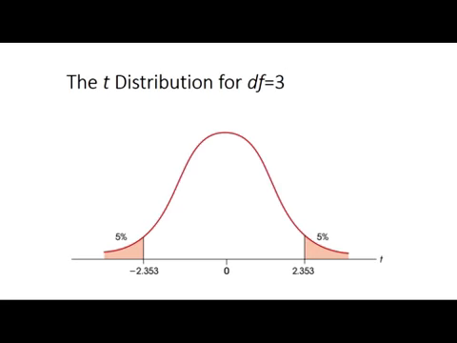So here's an example of a t-distribution for degrees of freedom of 3, so our sample size would have actually been 4. This is for a critical value or alpha level of .10, because you can see 5% and 5%. So when I look up the t-score for this degree of freedom in the back of the book, I should find that the t-score is 2.353.